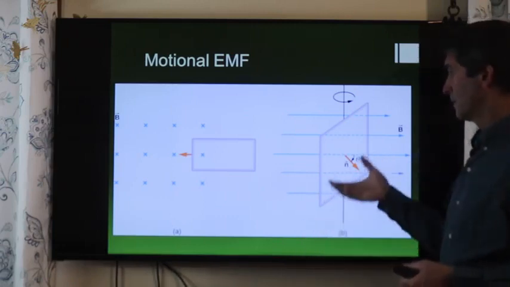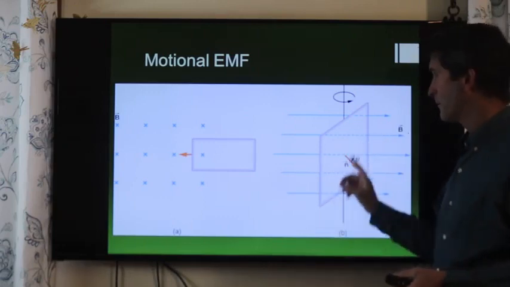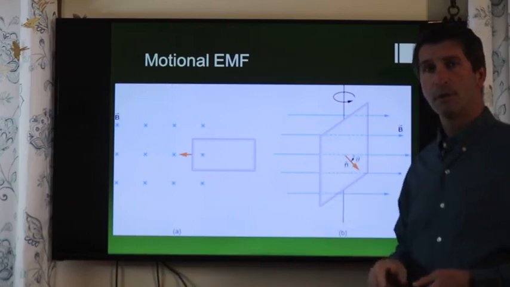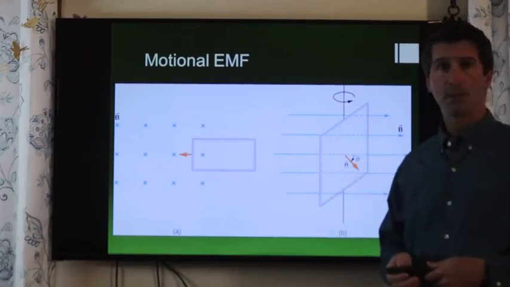So here, the stronger the magnetic field, the bigger the loop, the more area we have, and the faster the rotation, the greater the EMF is going to be. And that's the basic principle behind a generator.